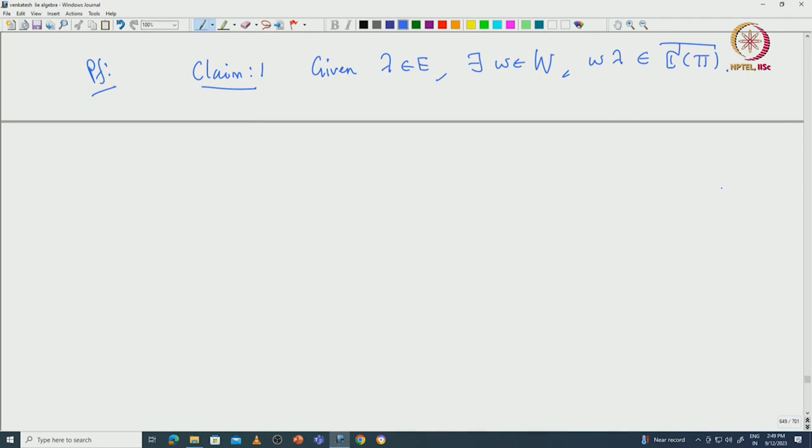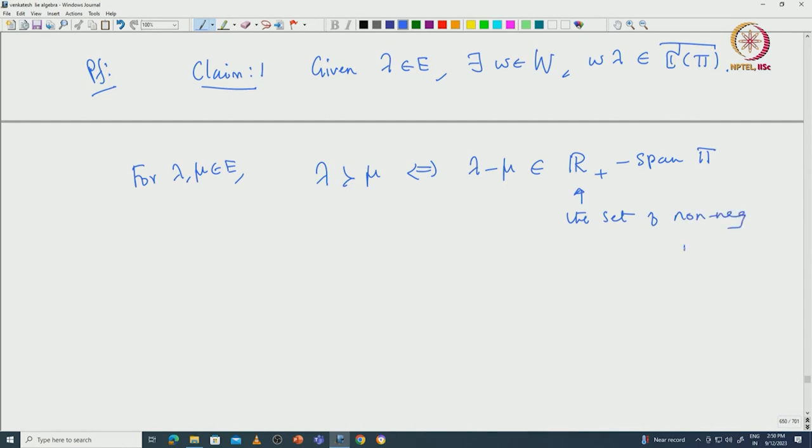Okay, so then we define the following partial order for lambda, mu in capital E. You define lambda greater than mu if and only if lambda minus mu is inside the non-negative real span of pi. We call it R plus span of pi, the set of non-negative real combinations. So earlier we had lambda greater than mu if and only if lambda minus mu is inside Z plus span of pi, and that we defined only for the roots. But there is no harm in extending that to this. Okay, this is again very useful here.